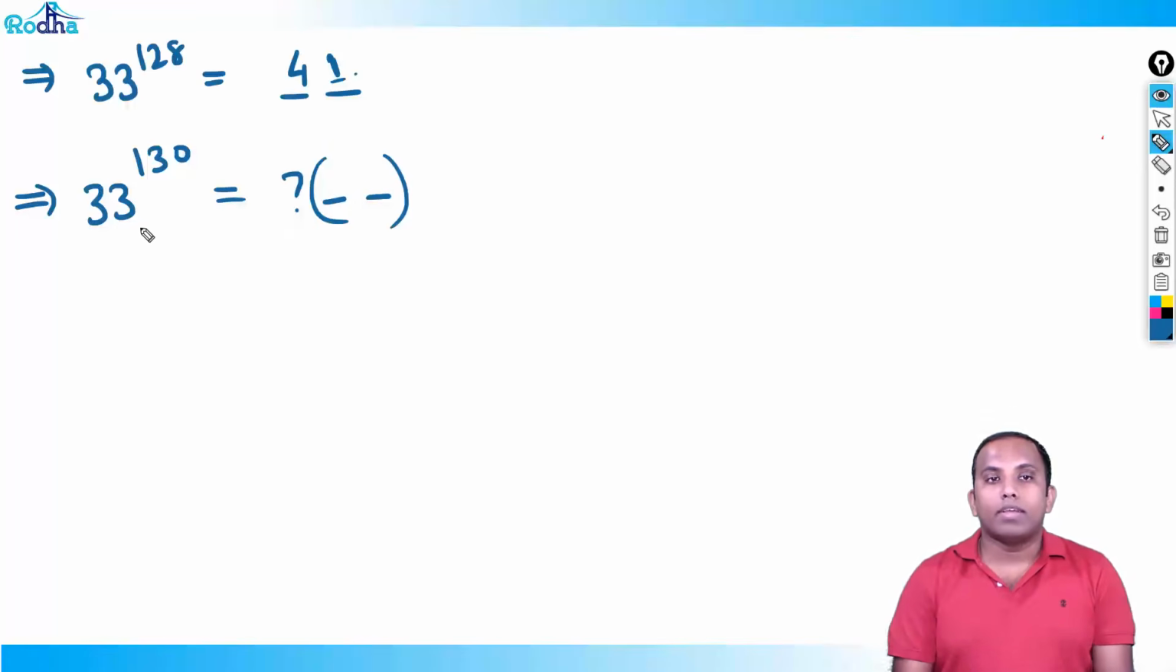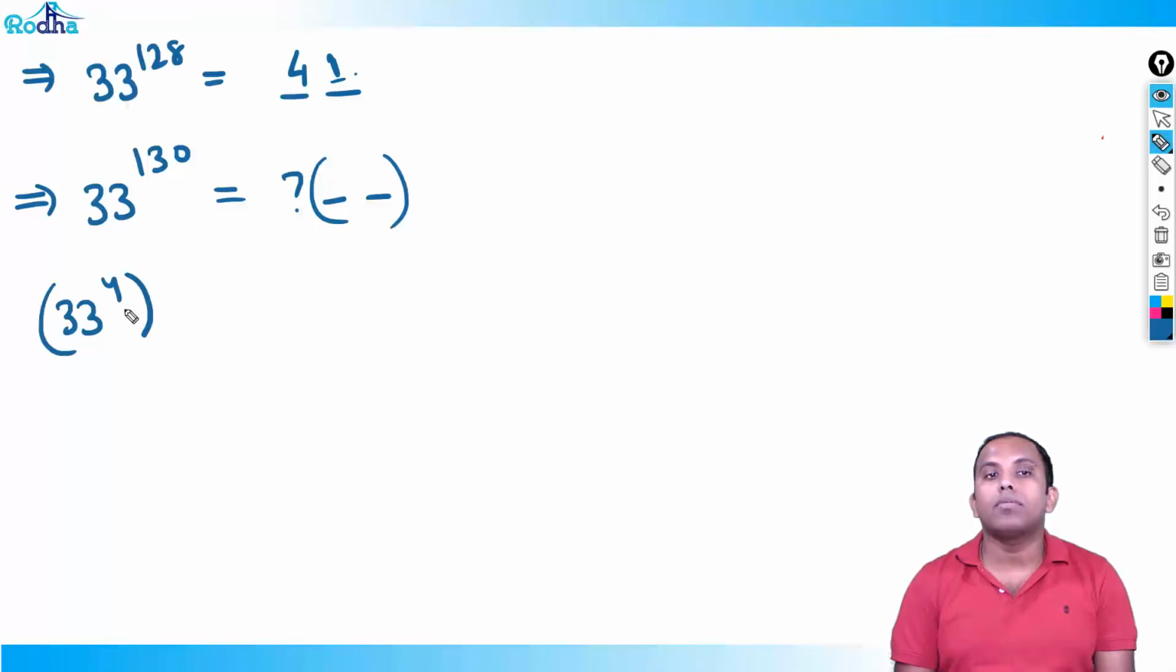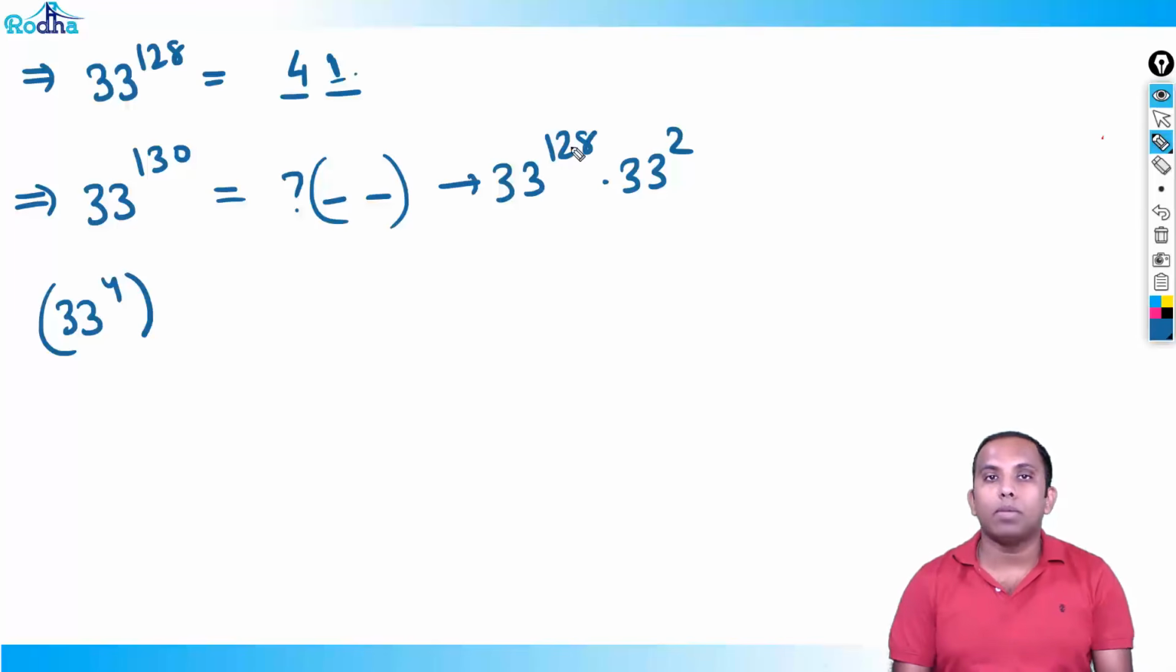So we should find like this. Again, the funda will be the same. I want to convert to a power of 4 because it should end in 1. But directly I can't make a power of 4 because 130 is not a multiple of 4, right? So a number just before 130, a multiple of 4, is what? 128. So I should first write 33 raised to 128 into 33 square, because I have to write it in a multiple of 4. Number before 130, 128, is a multiple of 4.